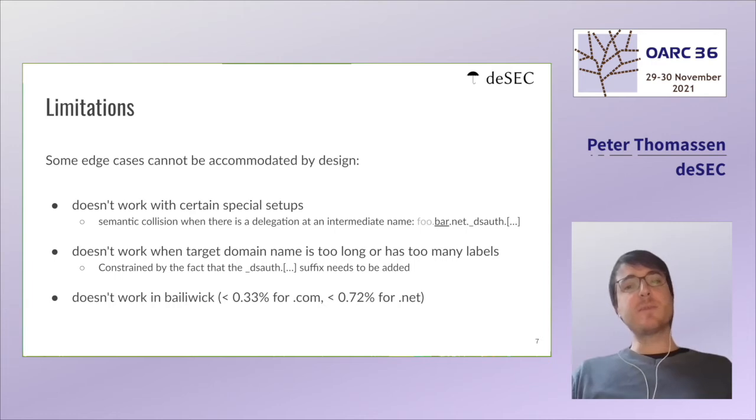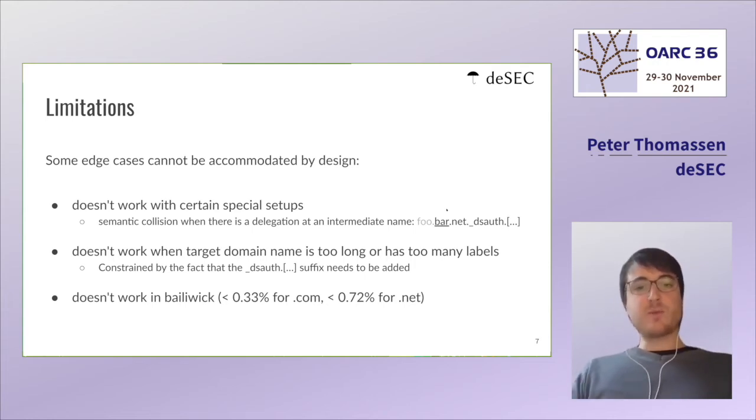There are some limitations. So some edge cases cannot be accommodated by the design. So for example, if you consider the domain foo.bar.net._dsauth, then bar.net would be the signaling name for the bar.net delegation, and foo.bar.net would be the signaling name for that one. And so now if you had a zone cut at bar.net._dsauth for some reason, then there would be a semantic collision because the CDS record there would also be at the apex of this bar.net._dsauth delegation. So you couldn't use it at the same time for signaling for bar.net. So that's not a huge restriction. It's just worth pointing out.